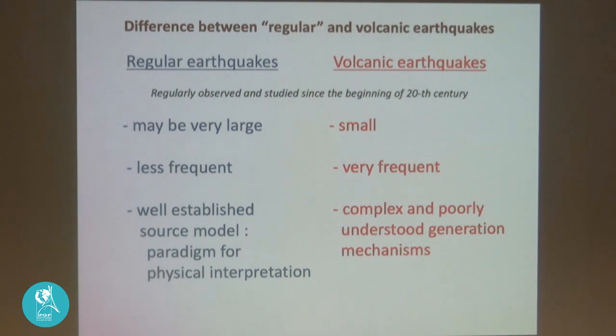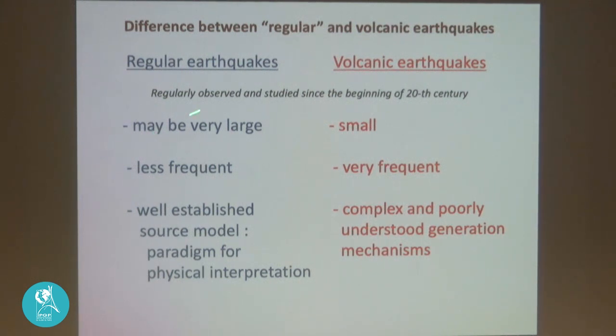So I start with comparing regular earthquakes and volcanic earthquakes. Regular tectonic earthquakes are earthquakes that occur on tectonic faults that are reported every day by earthquake monitoring agencies, and volcanic earthquakes are earthquakes occurring within volcanoes. There are many important differences between these earthquakes. But to start, I think both of these types of earthquakes were observed very early when seismology started, so these two types of seismicity have been studied for more than a century now.